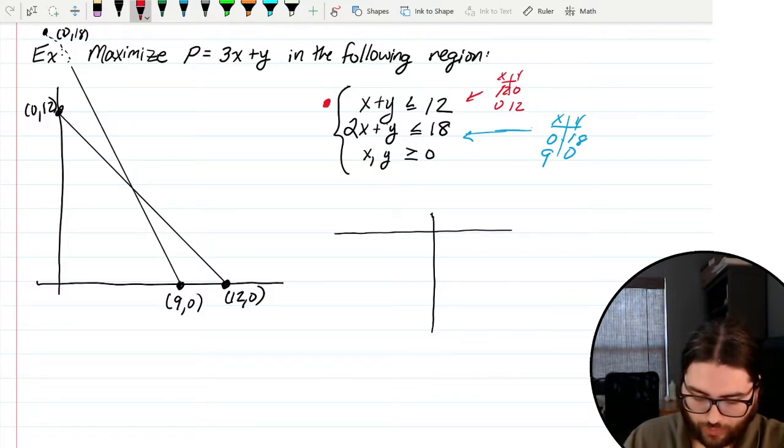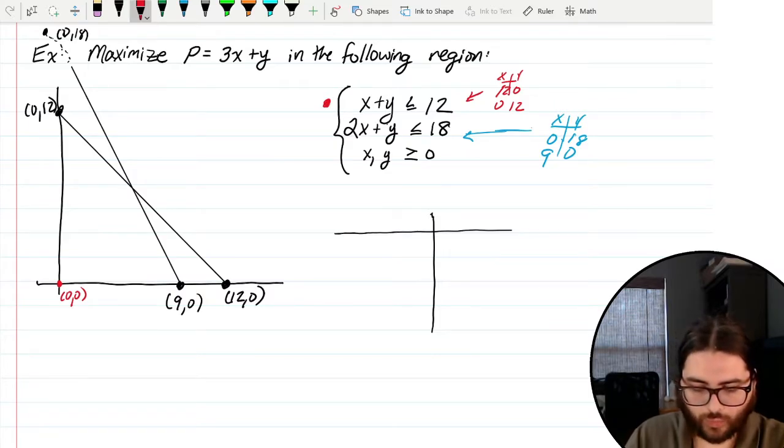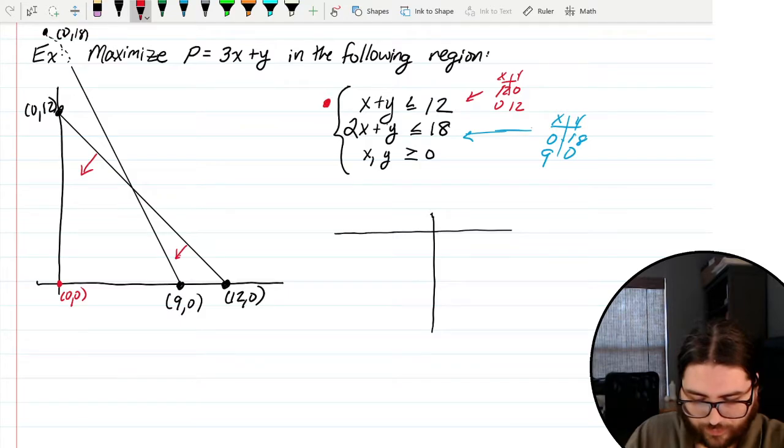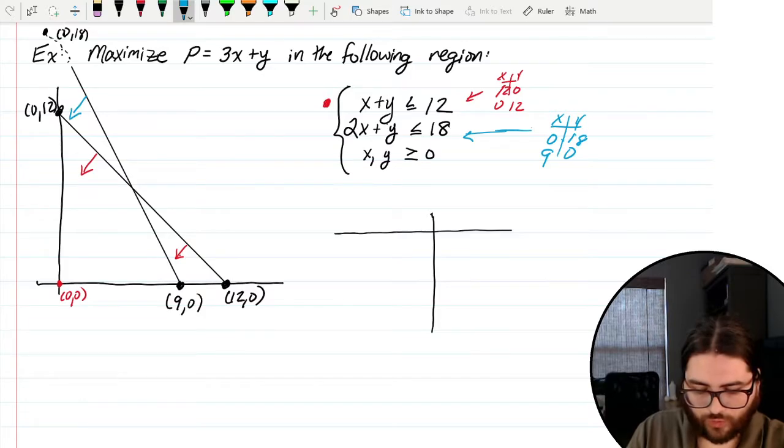I'm going to use 0, 0 as my test point. Plugging in 0, 0, it makes it 0 plus 0 is less than or equal to 12, which is true. So we shade in that direction. Plugging in 0, 0 to my blue equation gives me 0 plus 0 is less than or equal to 18. So we shade in that direction.